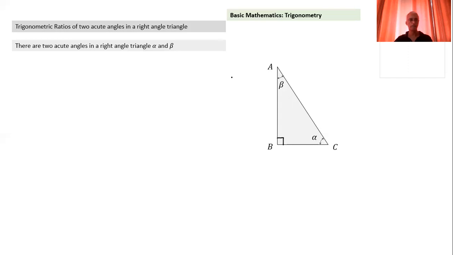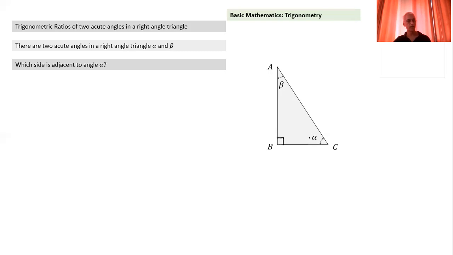Let's do that. There are two acute angles, alpha and beta. Both will be less than 90 degrees. The sum of the three angles has to be 180, and this angle is 90, so the sum of these two is 90 degrees. If we have to calculate the ratio for angle alpha, to calculate the ratio, first we identify which is the adjacent side and which is the opposite side. Which side is adjacent to angle alpha here?